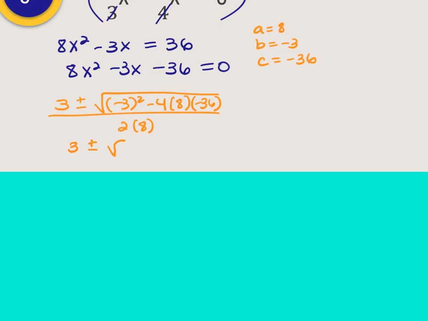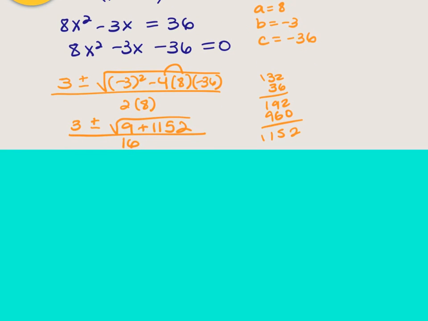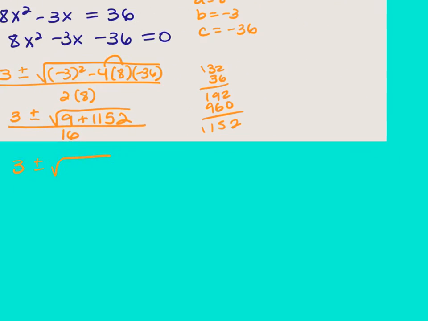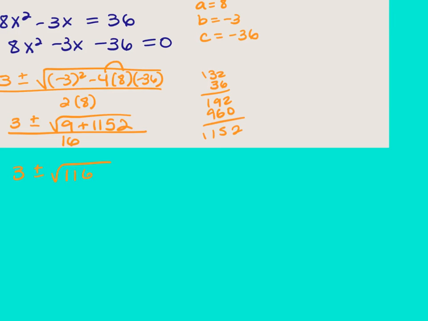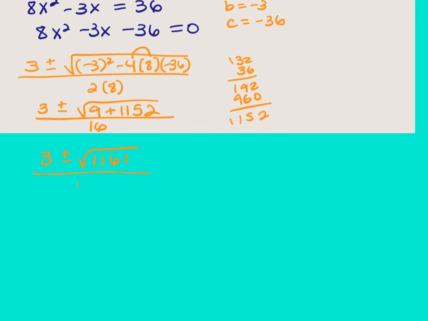3 plus and minus the square root of 9. This is 32, so 32 times 36 is 1,152, and it's positive because there's a negative 4 and a negative 36, all over 16. 3 plus and minus the square root of 1,152 plus 9 is 1,161, all over 16.